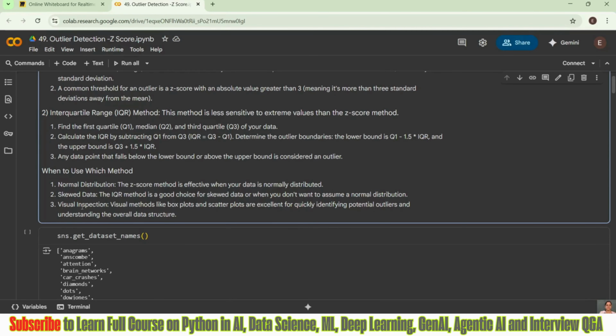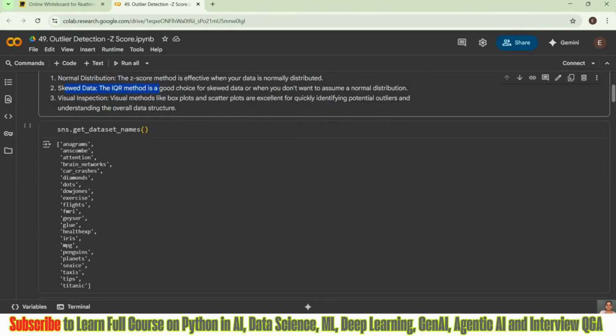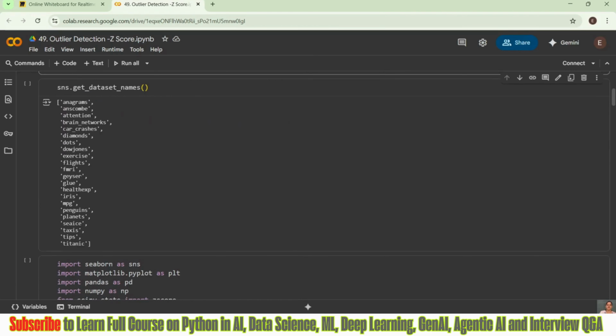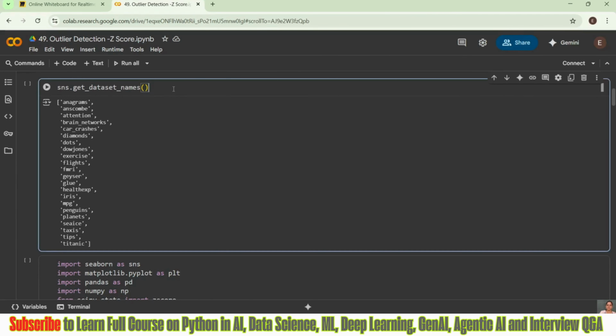And like I said, we have visual methods like box plot and scatter plot. These are a very important, very effective way of understanding your outliers. Then in case of skewed data, I told you, positively skewed, negatively skewed, in those kinds of skewed data the IQR method is a good choice. However, in this example we are going to understand the Z-score method.